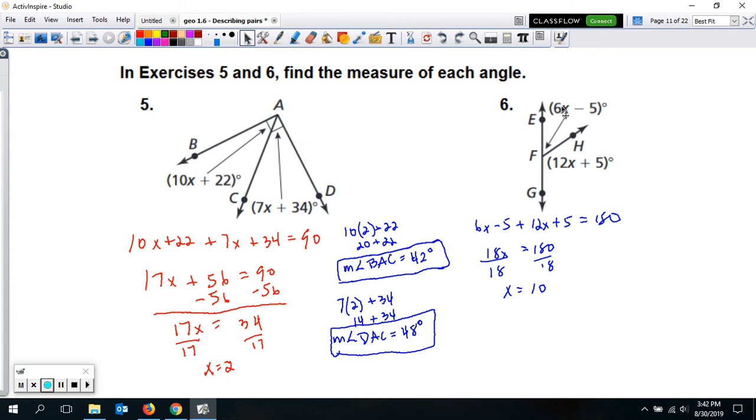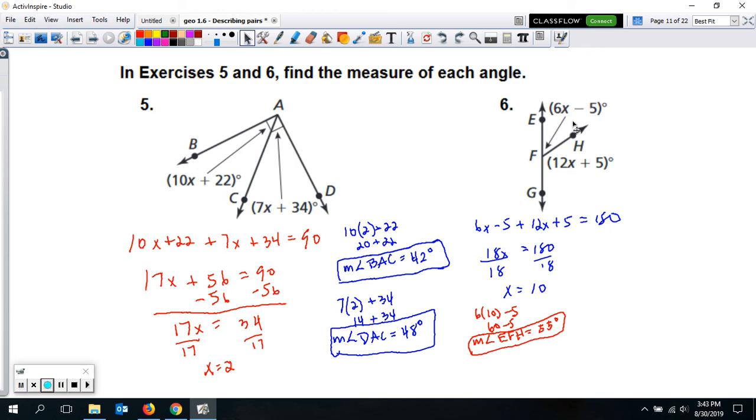So now you know the number to plug in for x. So this top one's going to be 6 times 10 minus 5. So that's 60 minus 5, which is 55 degrees. So the measure of angle EFH is 55 degrees. Now at that point, here's where you could figure this out, that at that point you don't need to plug in 10 to this expression.